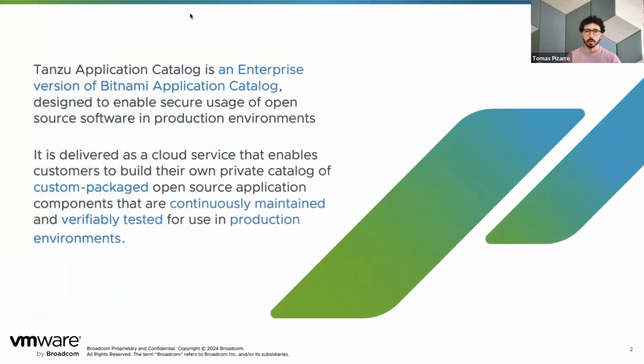Before going into the details of chart syncer and this air gap problem, let me briefly explain what Tanzu Application Catalog is. This is basically an enterprise version of the Bitnami Application Catalog, designed to enable secure usage of open source software in production environments. It is delivered as a cloud service that enables customers to build their own private catalog of custom packaged open source application components that are continuously maintained and verifiably tested for use in production environments.